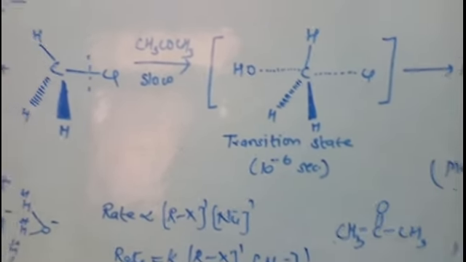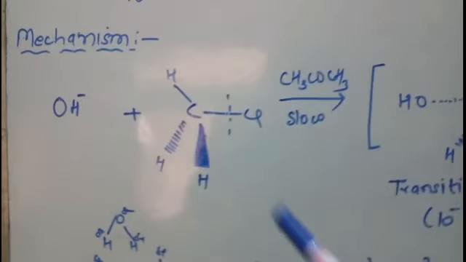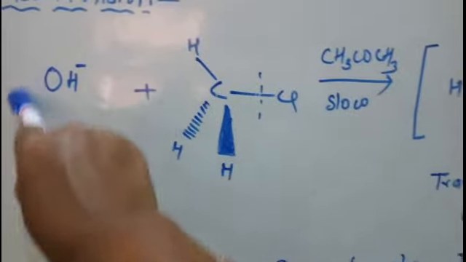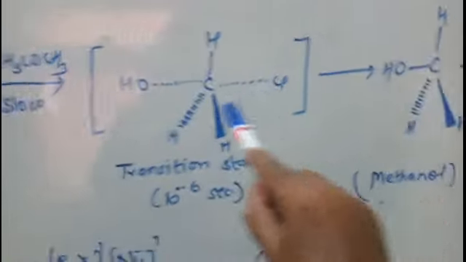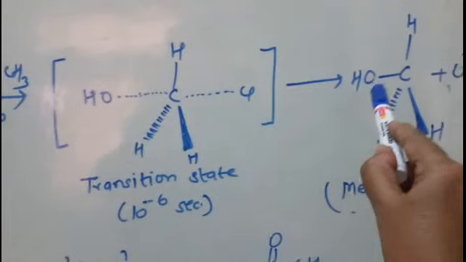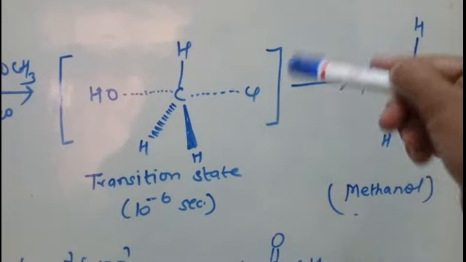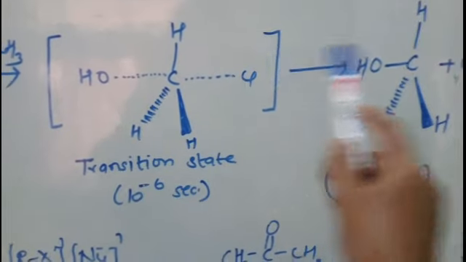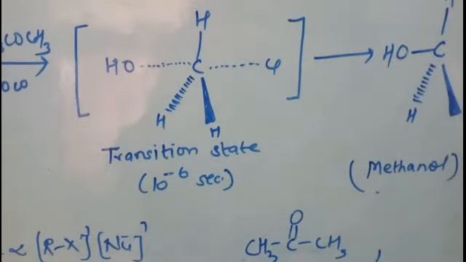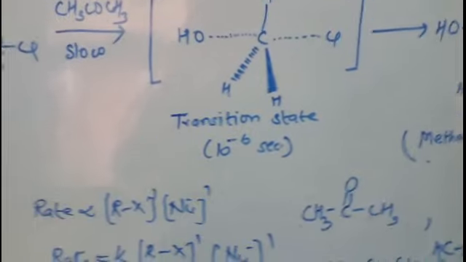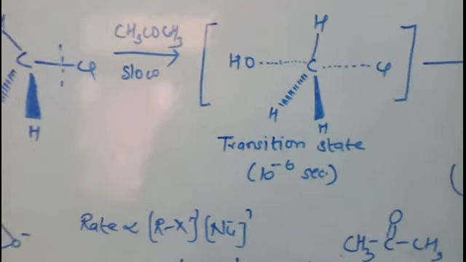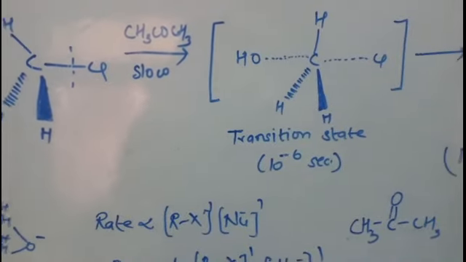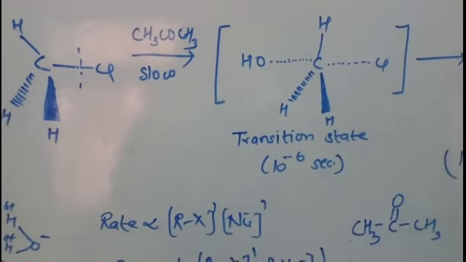Now the next one is that here, since you can see the halogen is attached on one side and the nucleophile is attacking from the back side, when the product is formed, the nucleophile is attached on the reverse side where the halide had been attached. So here inversion of configuration will take place. It is also known as Walden inversion, because Walden is the scientist who discovered this inversion.